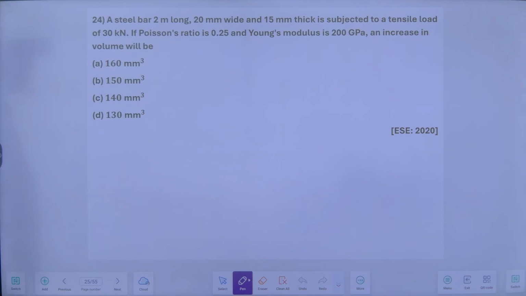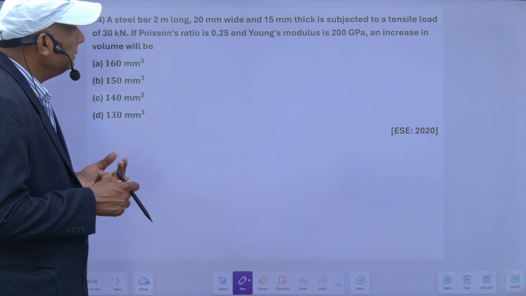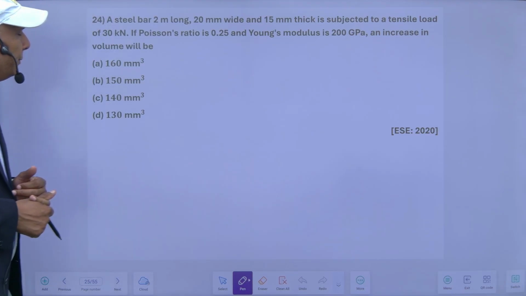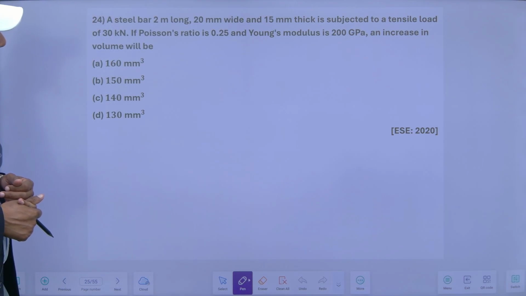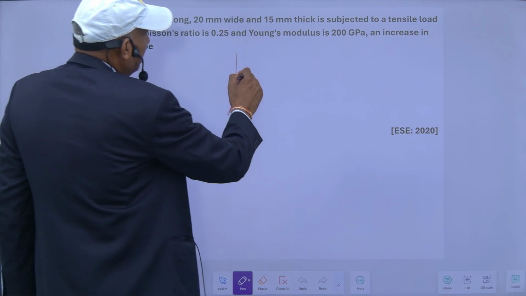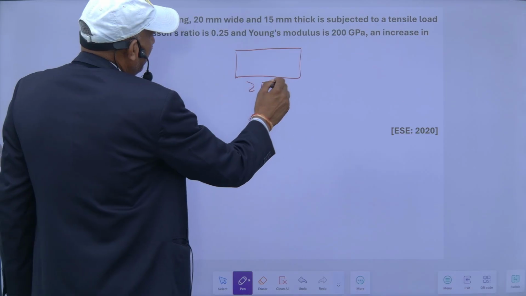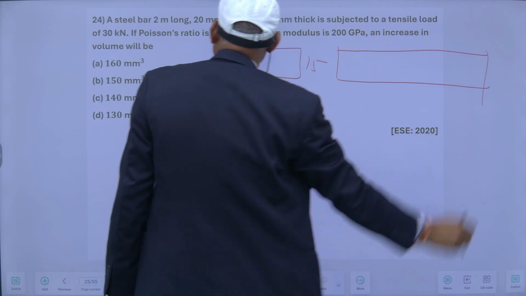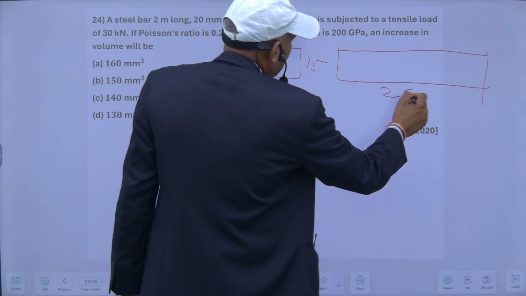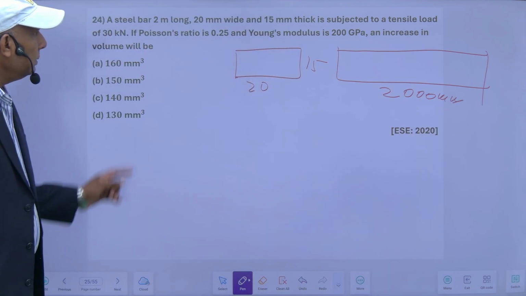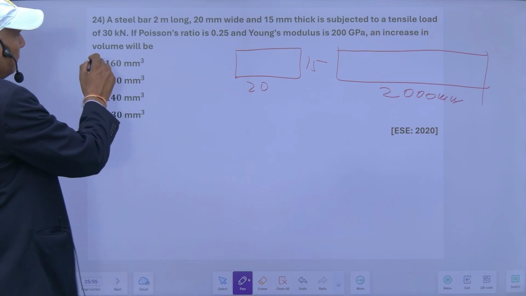A steel bar 2 meter long, 20 mm wide, 15 mm thickness is subjected to a tensile load of this one. If Poisson ratio is this, Young modulus is this, the increase in the volume will be this one. So its section is like this. This is 20 mm, this is 15, and its length is 2 meter, means 2000 mm. So I have to know the increase in the volume.